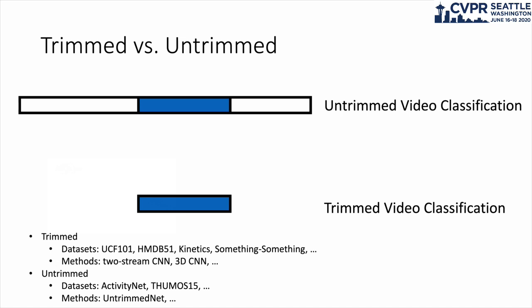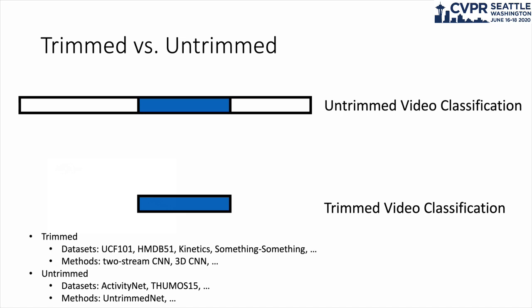And for trimmed video classification algorithms, although they have achieved very high accuracy, it is important to keep in mind that these algorithms don't need to deal with irrelevant information, so their real-world application is somewhat limited. Their real-world application needs additional treatment to deal with the irrelevant information that is common in videos.